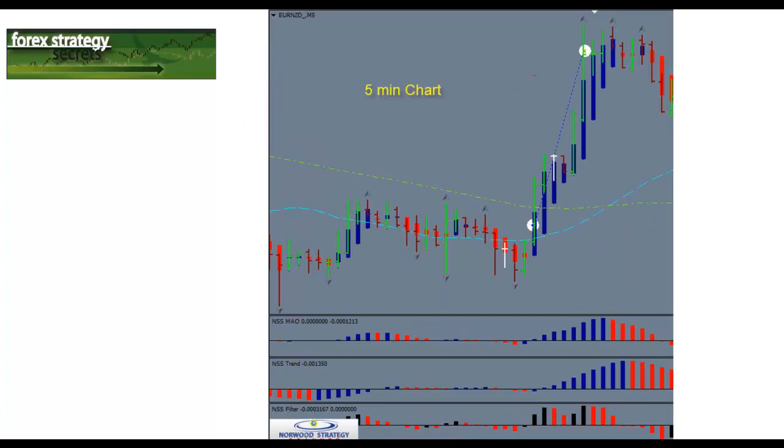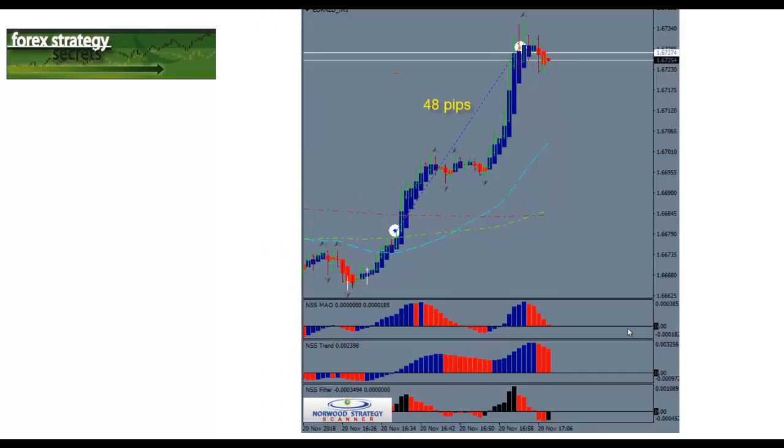The 5-minute was a 4-bar and a fresh filter cross, fresh Mayo cross, and had crossed its 34 moving average as well. On the 1 minute, you can see that we had the fresh color change on the correct side of the 0 line, a fresh cross, proper color here, and it crossed 2 of its moving averages, so we were able to take that position for 48 pips.